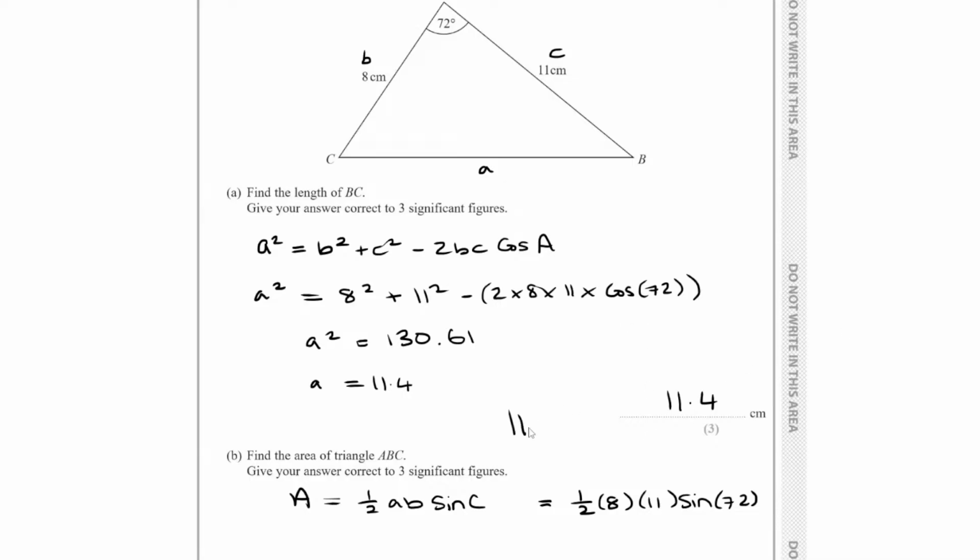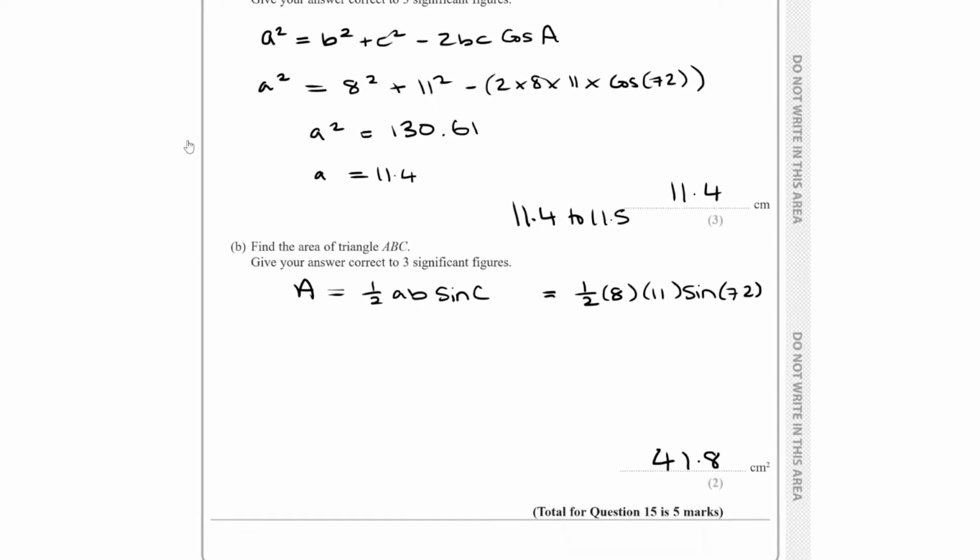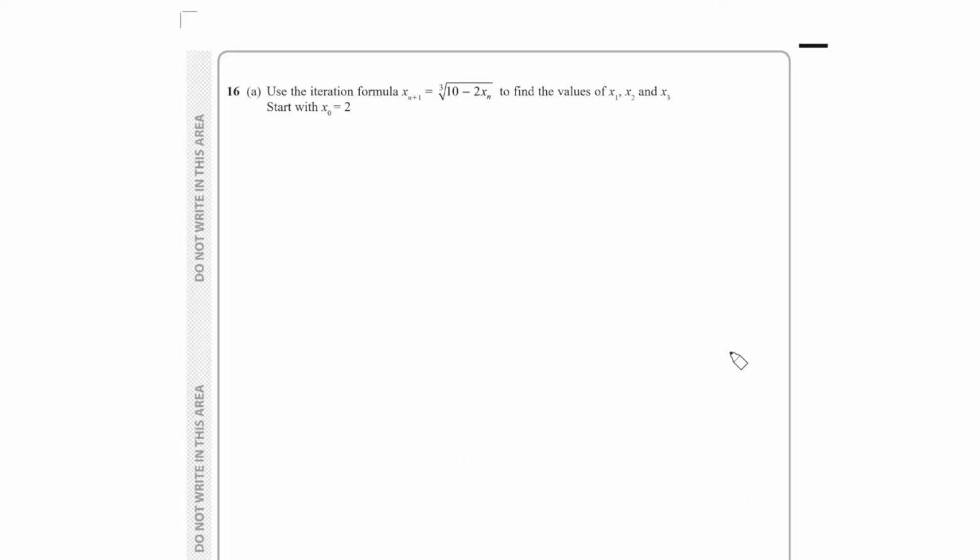They have said they will allow anything between 11.4 to 11.5. Not that that's much of a range, but they have allowed it. And actually for the area, they have allowed a slightly bigger range. I don't really know why. 41.5 to 41.9. But yeah, no, there's no kind of marks for error marks in this particular one because it's just not a long enough question. I think it would have to be a 4 or a 5 marker to get that type of thing, yeah.